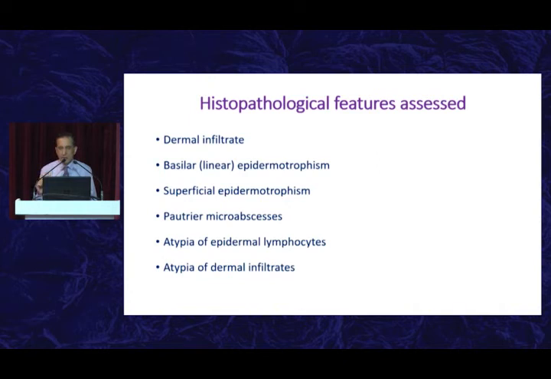We looked at the dermal infiltrate. We looked at the lymphocytes at the dermoepidermal junction, which is called basilar epidermotropism. We looked at superficial epidermotropism, which is the cells going into the epidermis, Pautrier microabscesses, the degree of atypia of the epidermal lymphocytes, and degree of atypia of the dermal lymphocytes. Okay, and we gave a score of from 1 to 3 for each of these. I'm not going to go into details of that.